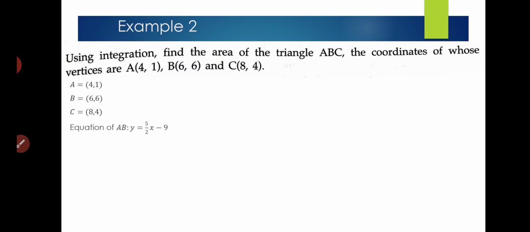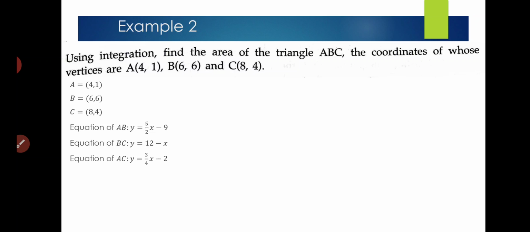Now obviously when you are given 2 points, we know using the point form we can find the equation of a line. So the equation of AB is y equals 5x/2 minus 9. Then the equation of BC is y equals 12 minus x, and the equation of AC is y equals 3/4 x minus 2. Now obviously you need not show separately how you are getting the equation, because it is pretty obvious and clear that you are going to get the equation in point form.